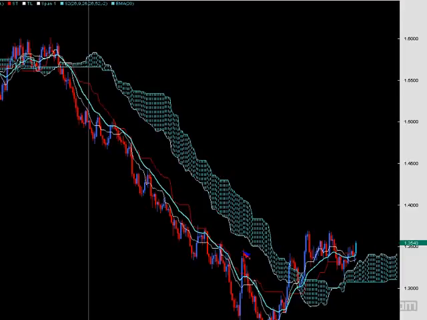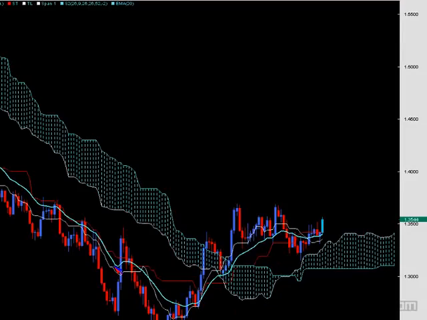I would just keep an eye on this Tenkan Kijun cross here on the daily. This could happen within the next 24 to 36 hours. If it's going to happen, it's going to likely happen this week. And so that could be setting up a very big upside move on Euro CAD there. Definitely something you want to watch out for.